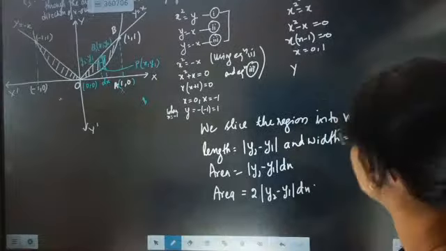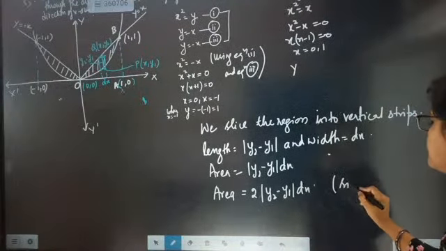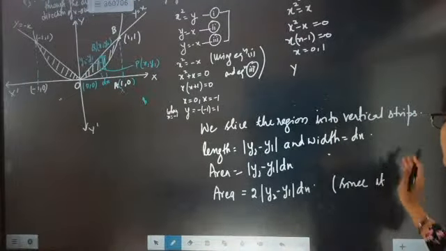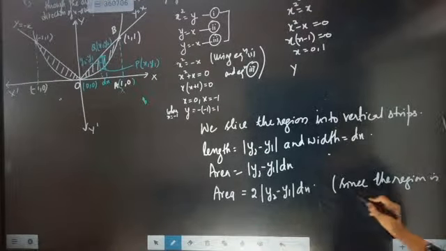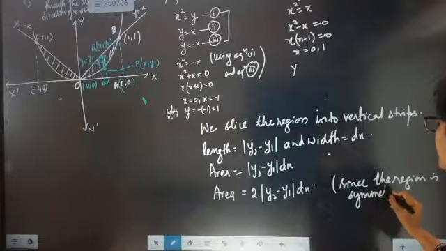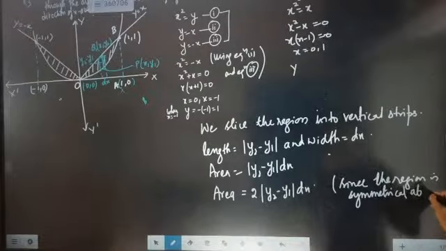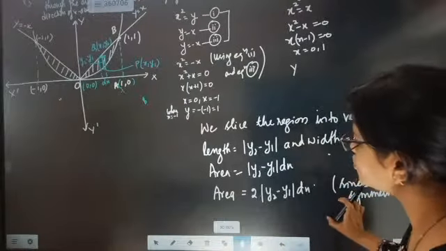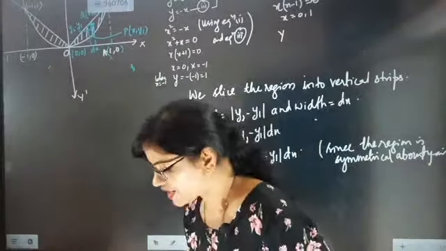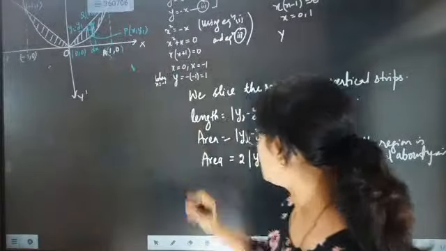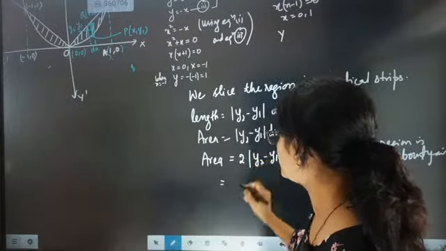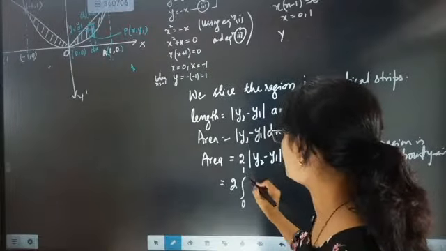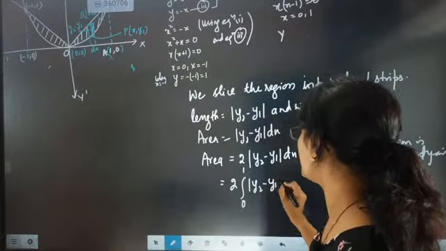So since the region is symmetrical about the y-axis, we have written 2 times. Now the approximating rectangle can move between 0 to 1. So we can bound it as 0 to 1, y2 minus y1 dx.